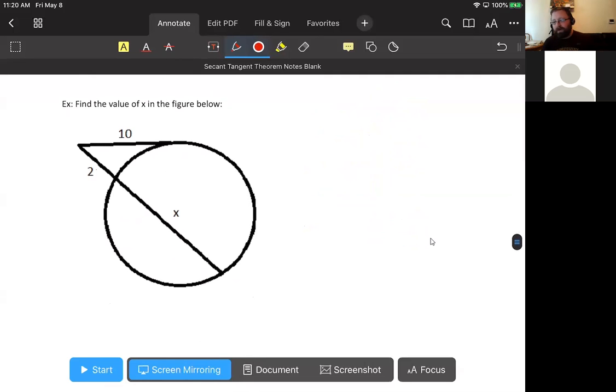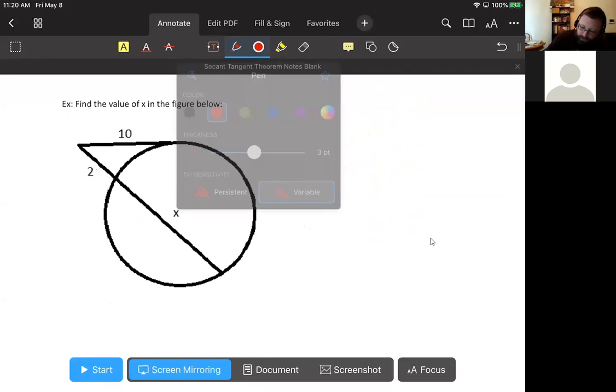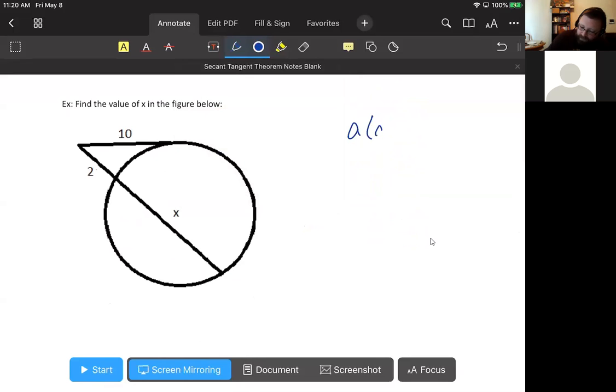Picture's changed a little bit, but not enough that we can't figure out what to do. Again, we have our equation, a times a plus b equals c squared. C is the length of the tangent portion, that would be 10. 2 is the portion on the outside of the secant, and x is the portion on the inside. So a is 2, b is x. We plug in what we know. 2 times 2 plus x equals 10 squared. And again, from there, we're just solving for x.